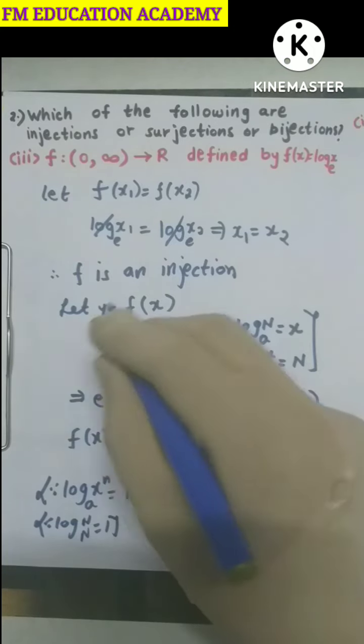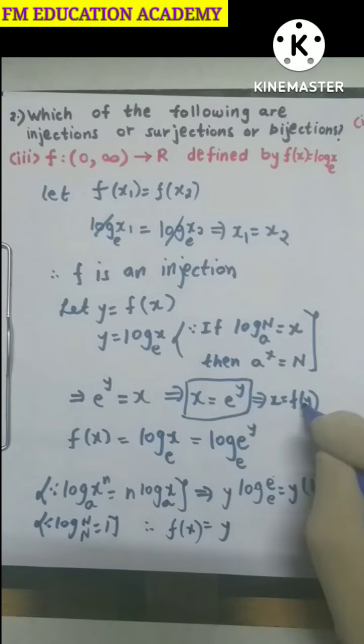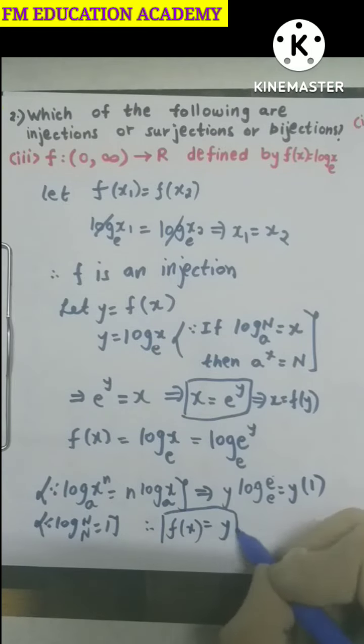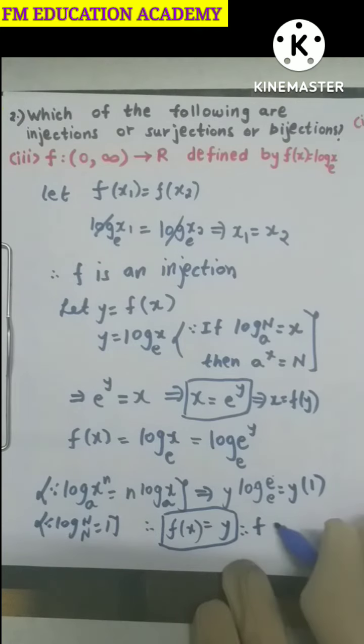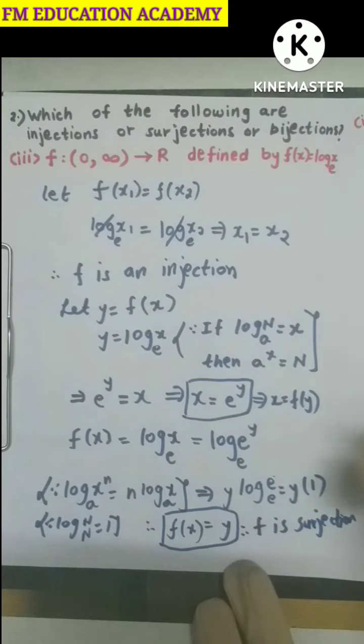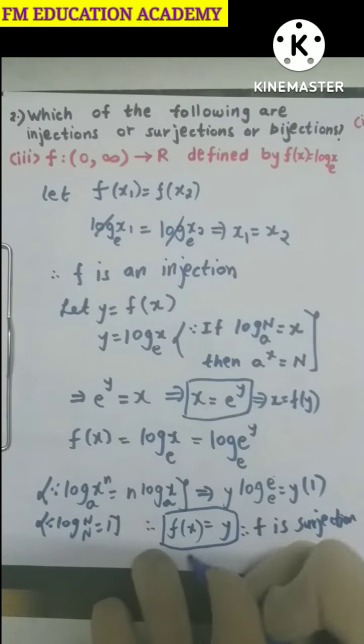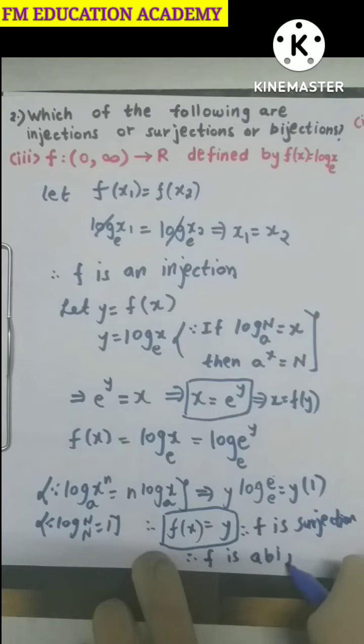So we had assumed y is equal to f of x. We got x in terms of f of y, and also we got f of x is equal to y. Therefore, we can say that f is a surjection. And we know that if f is both a surjection and an injection, then it will be a bijection. So we can say therefore f is also a bijection.